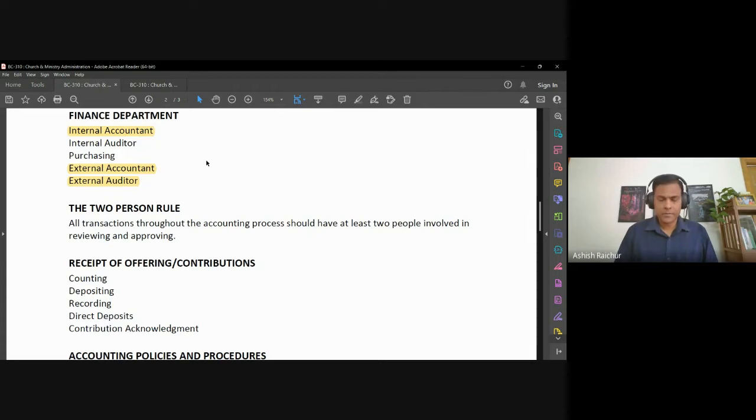So the person who wants to buy that, it could be any staff who needs to buy equipment or whatever they need for their area of work, they get the quote, and they send it to the ministry leader. So it may come to me for several things, but it may go to another pastor, for example, Master J. Kumar, or whoever's in charge of that area of ministry, for review.